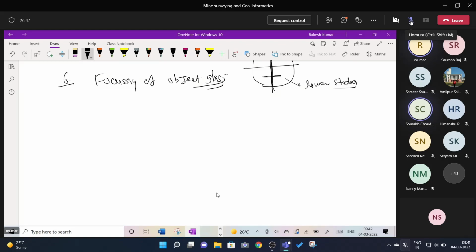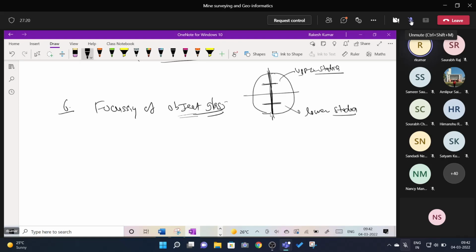Sir, that ranging rod. We want to see now our ranging rod. So we are now just moving our telescope in either direction and want to see that our object should be clearly visible. That's why we move the object glass. This is done to bring a sharp image of the object or target in the plane of the crosshair. In the plane of the crosshair, we should see the sharp image of the object. That's why I use the object glass.